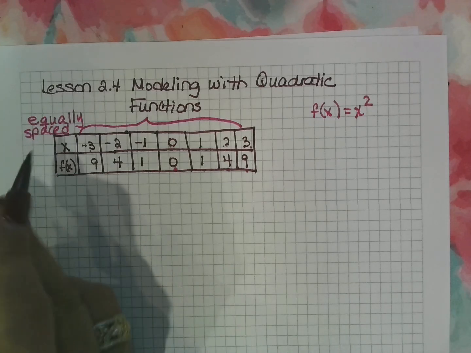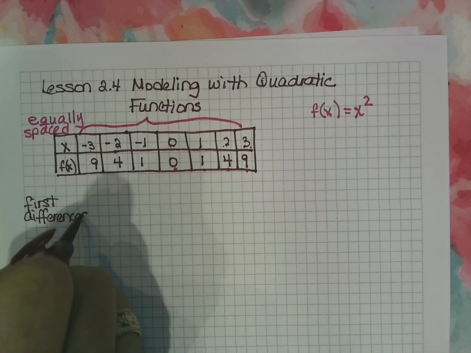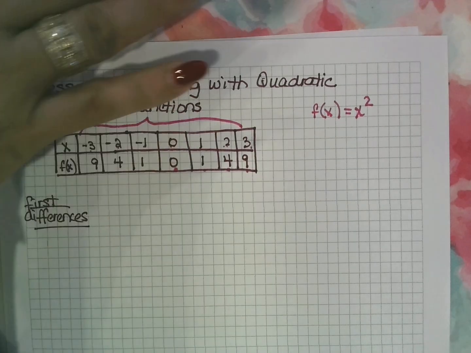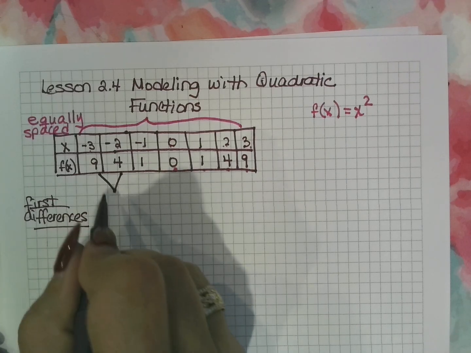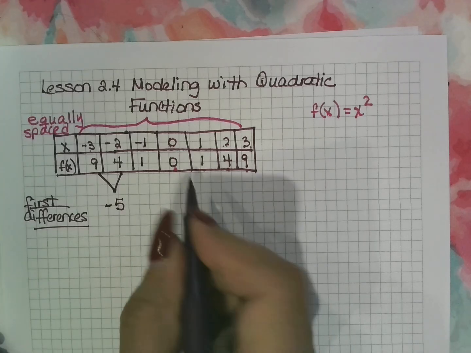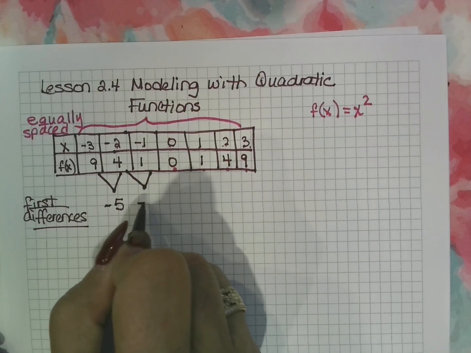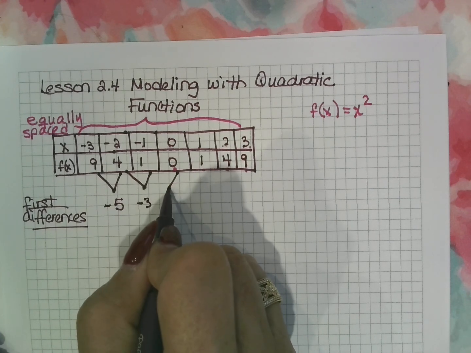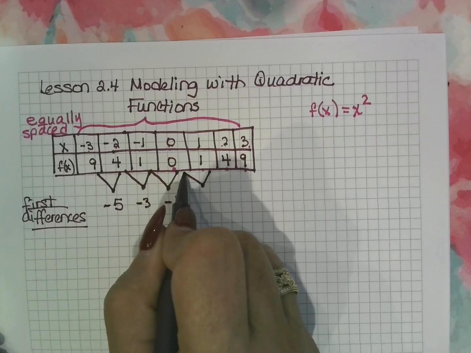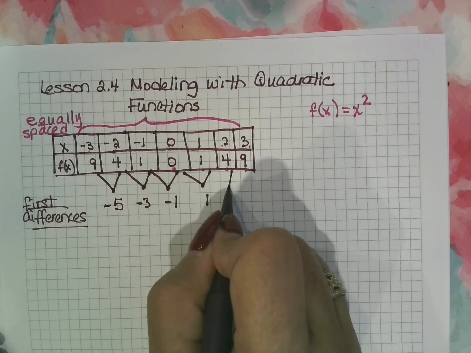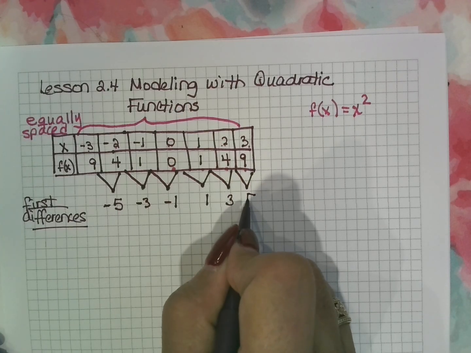So that's the first thing you need to check, is that your x values are equally spaced. Okay? Then we're going to do what is called finding the first differences. We're going to now ignore the x values for a while. We're going to work with the y values. We're going to do 4 minus 9. 4 minus 9 is -5. We're going to do 1 minus 4. 1 minus 4 is -3. We're going to do 0 minus 1. 0 minus 1 is -1. We're going to do 1 minus 0. That's +1. We're going to do 4 minus 1. That's going to give me 3. And 9 minus 4. That's going to give me 5.